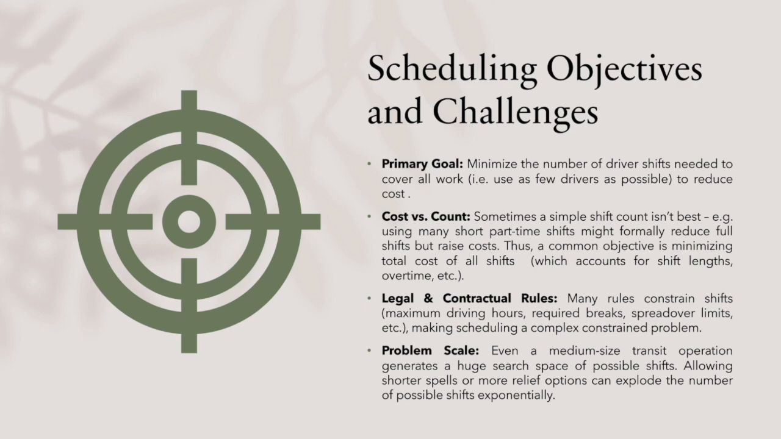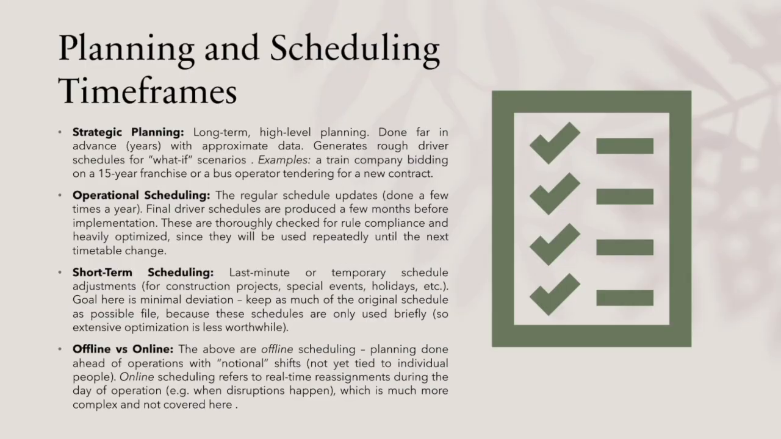So what's the goal? The goal is to reduce the number of drivers, basically to reduce the cost. And we have the planning and scheduling time frames. Strategic planning involves long-term planning, about 5 years ahead. It is high-level planning done far in advance, like I said, with approximate data. It generates rough driver schedules for what-if scenarios.